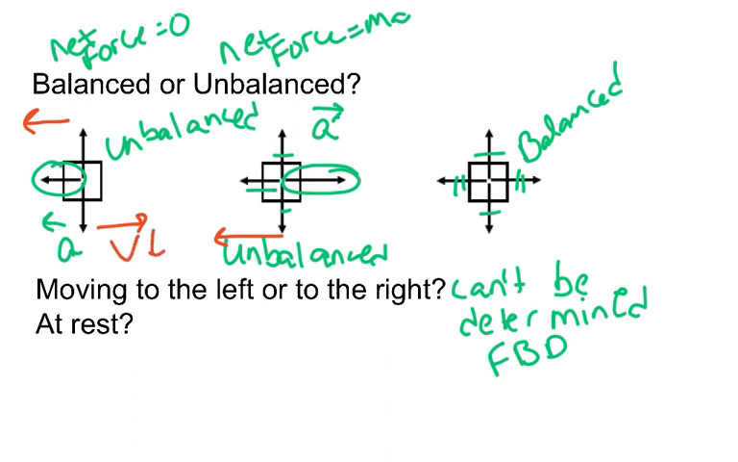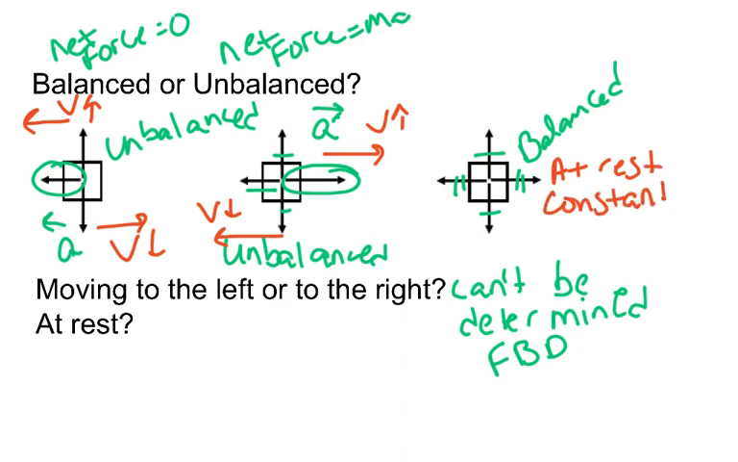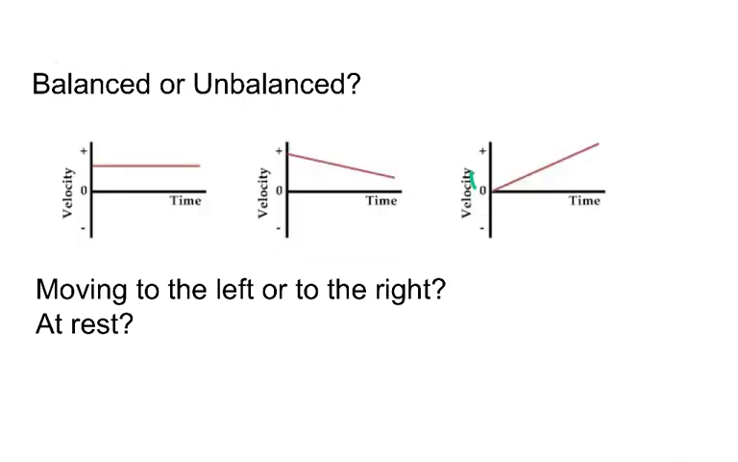So velocity would be decreasing there, velocity would be increasing here. This would mean a decreasing velocity. If it was moving that way, it'd be an increasing velocity. We don't know if this one is at rest or if it has constant velocity. It could have constant velocity going to the left. It could have constant velocity going to the right. So we can't tell whether it's moving to the left or to the right or if it's at rest just from a free body diagram.